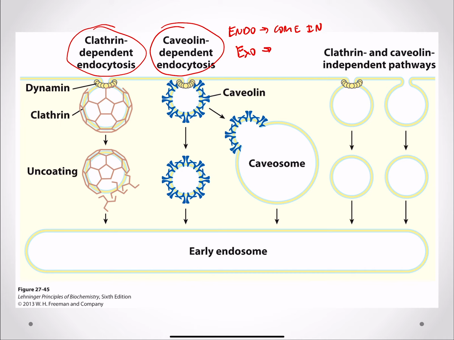Exo would mean to go out. So in this case, we're looking at things that are coming in. And so we have clathrin-dependent, caveolin-dependent, and clathrin- and caveolin-independent pathways that can be used for bringing things inside of the cell. And all of these processes are going to bring them into what we call an endosome. An endosome is a compartment that you can think of as like a holding spot. So the cell has to determine what's in this endosome. Do we really need it, or is it viral, or is it a bacteria? Is it something that we need to degrade, get rid of? And so all of that occurs in those endosomal compartments.